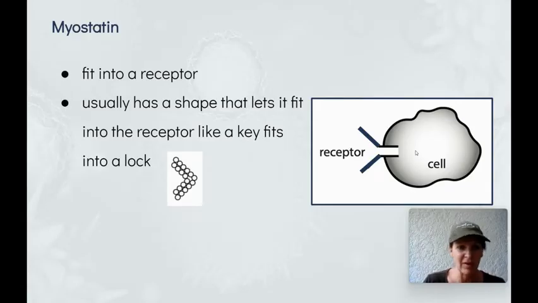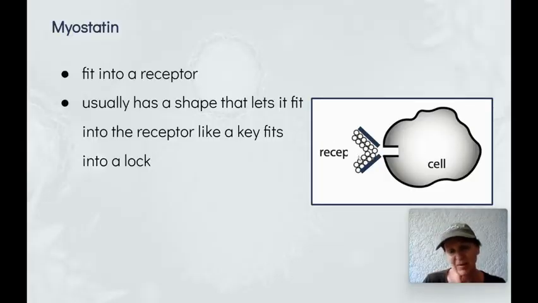In the case of myostatin, here's your typical myostatin protein. Again, it has that sideways V shape, and if you notice, this V shape fits really nicely into this receptor. It's kind of like a key fitting into a lock. So when the myostatin protein comes up to the cell, it fits into the receptor and sends a message into the cell.